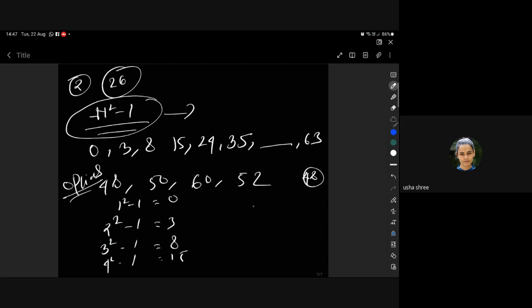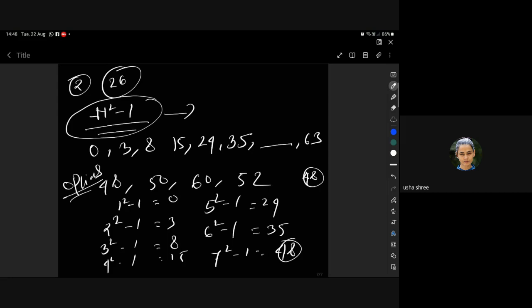Then 24 we can write as how much? 5 square minus 1. Then 35 is 6 square minus 1. So the next will be 7 square minus 1 equal to 48. So 48 will be the answer. So these questions were also asked in some exams. So this kind of question they will ask you.